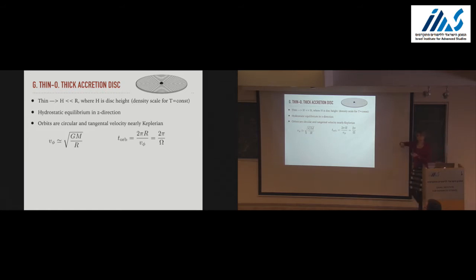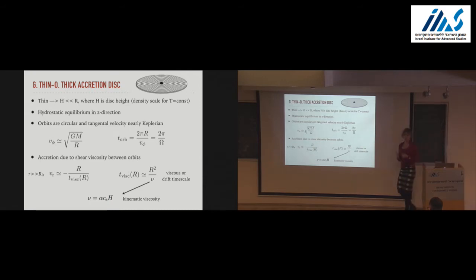In the azimuthal direction, particles rotate on a quasi-Keplerian orbit. For this disk, so-called, we will see that this is okay. And this is the orbital time. Okay. So no velocity in the z direction, the azimuthal velocity is the Keplerian velocity.